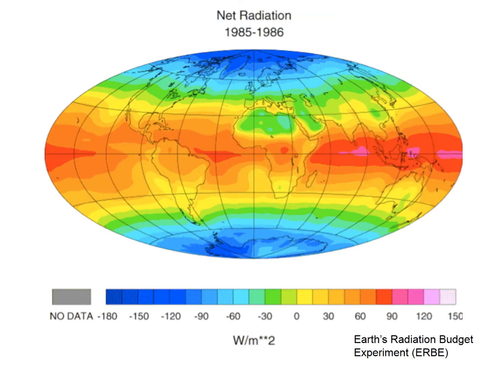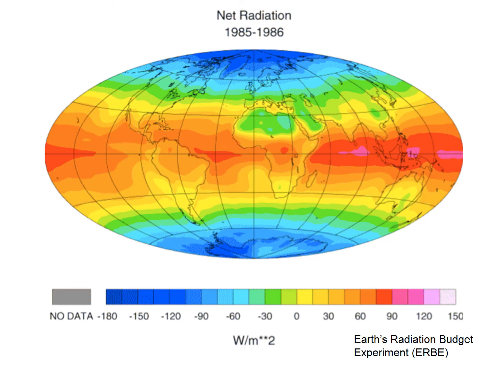So if we do this one, this is the net radiation. This is basically the difference between what's coming in at the Earth's surface and what's going out. We can see that the equator is receiving much more radiation than it is giving out, so it has positive numbers, whereas the poles are actually giving out more radiation than they're receiving, so you've got negative numbers.